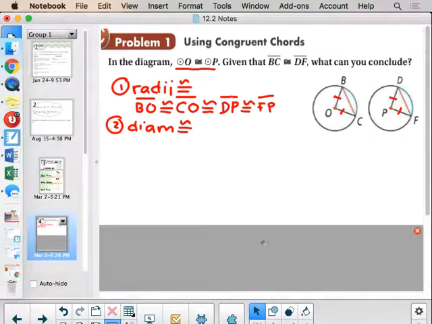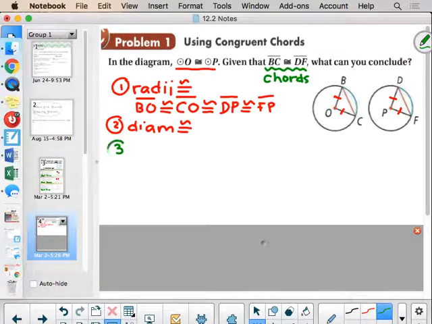You're absolutely correct. So Kerrigan's using the fact that segment BC, which is a chord, is congruent to DF. Because I have congruent chords, Kerrigan's saying we can get into arcs. Okay, so let's go into arcs. We know that arc BC is going to be congruent to arc DF, because if we have congruent chords, then we have congruent arcs. What else is true? If we have congruent chords and congruent arcs, what else is congruent?